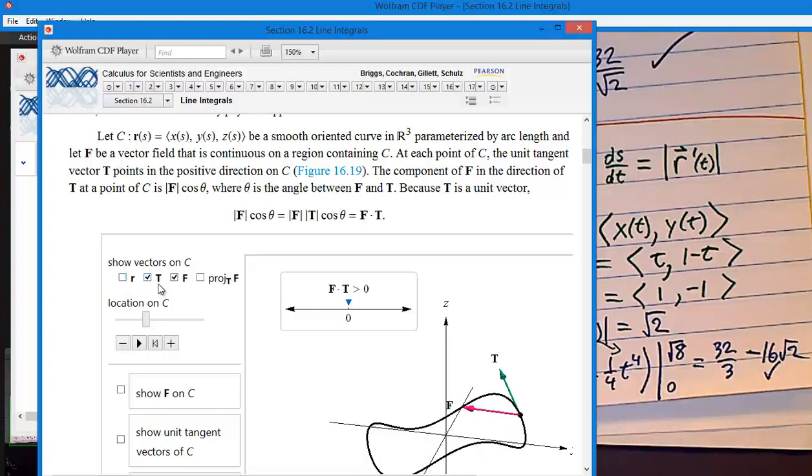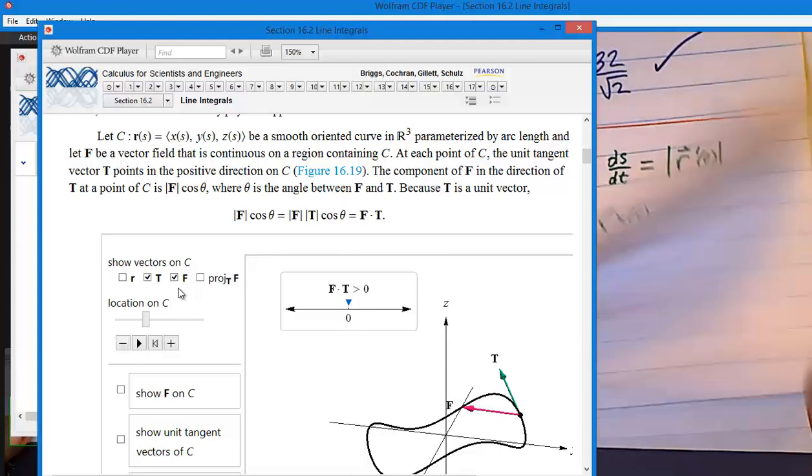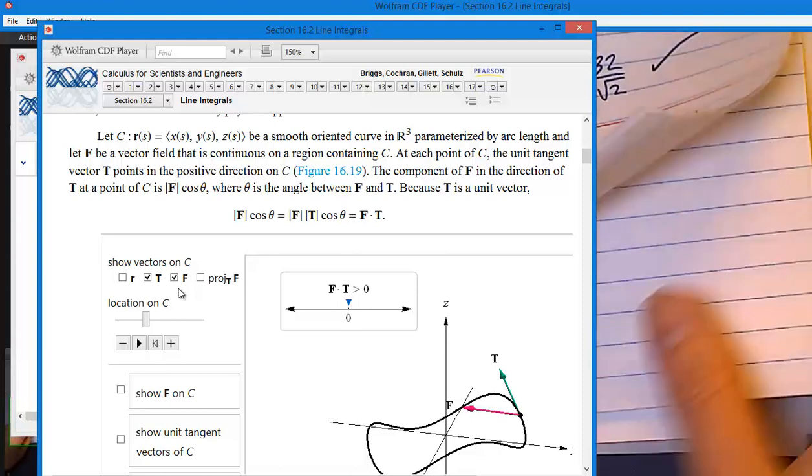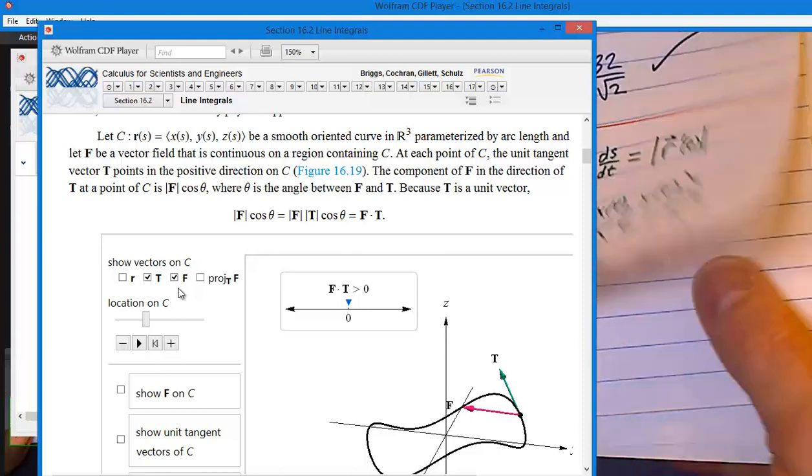Now, you guys remember T. T was the collection of unit tangent vectors on C. There are tangent vectors all over that curve. What you are not familiar with yet is this F. F is a vector field. Why F? What do you think F stands for? Field is a good guess. I don't think so, well, maybe it is. Force. I think it stands for force.